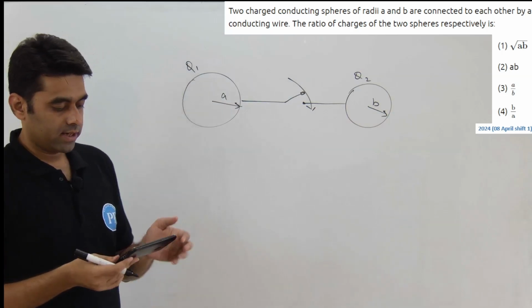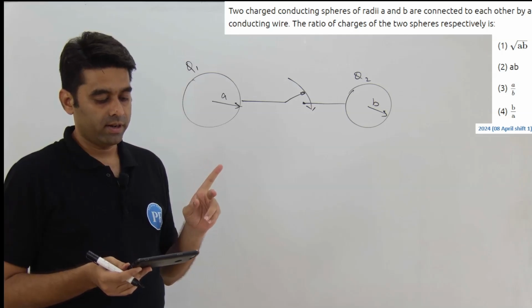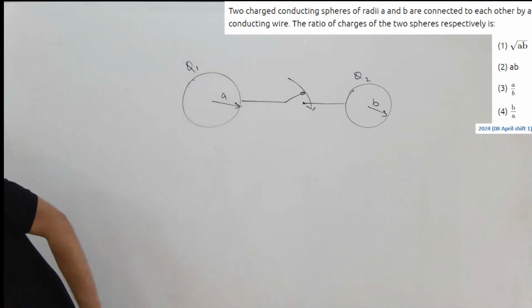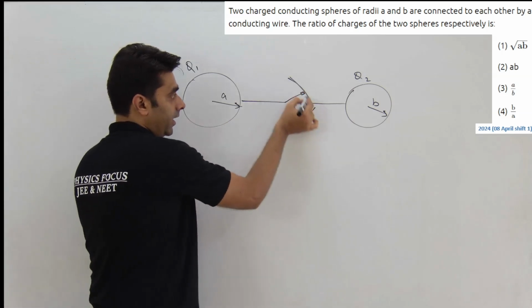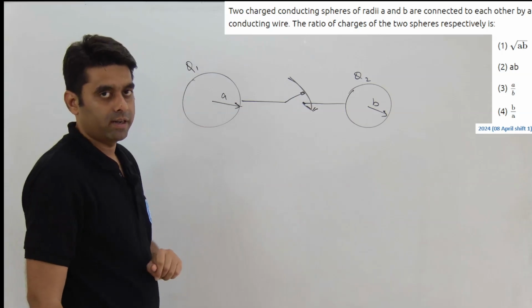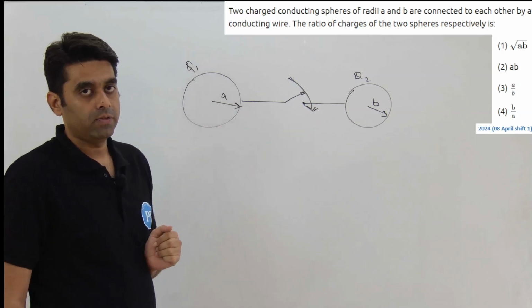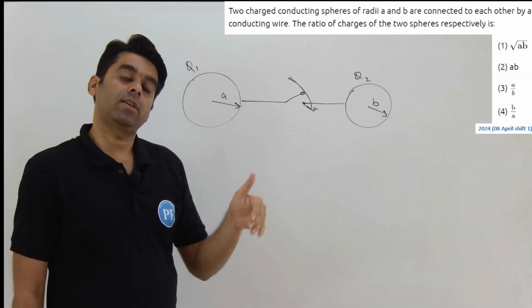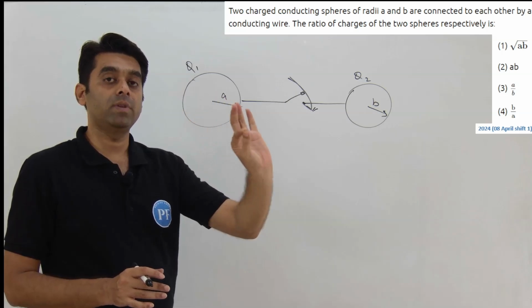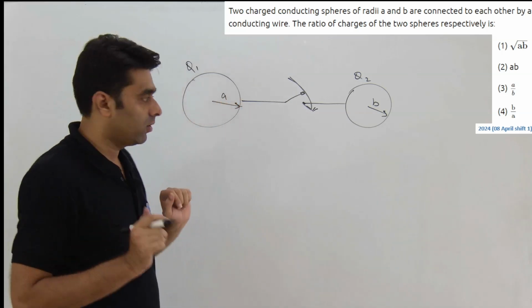Two charged conducting spheres of radius A and B are connected to each other by a conducting wire. The ratio of charges of the two spheres respectively is. So when they are connected with the help of the conducting wire, what will happen? Charge distribution will take place. What is the concept over here? The concept is that charge distribution will take place until the potential of the two spheres becomes the same.